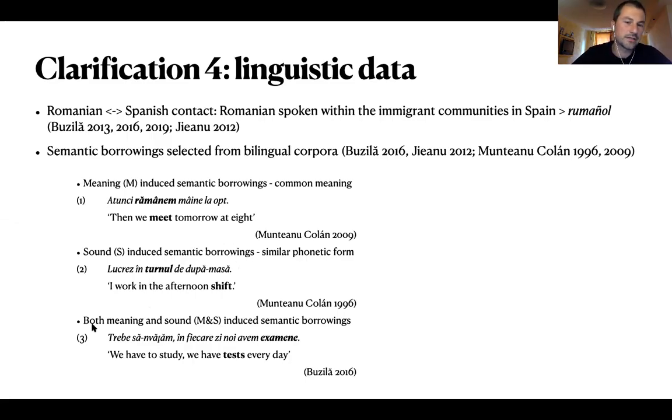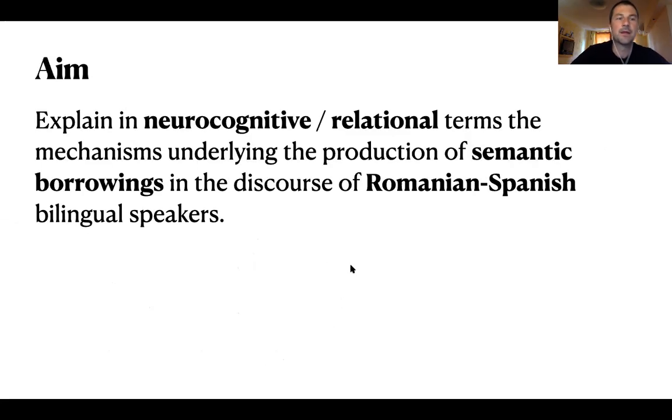And then there's a third type, which is a mixed type. Those cases that rely both on a similar phonetic form and on some common meaning. And I will come back to these examples later. So now, after all these clarifications, I will restate the aim of this presentation: to explain in neurocognitive terms the mechanisms underlying the production of semantic borrowings in the discourse of Romanian Spanish bilingual speakers.